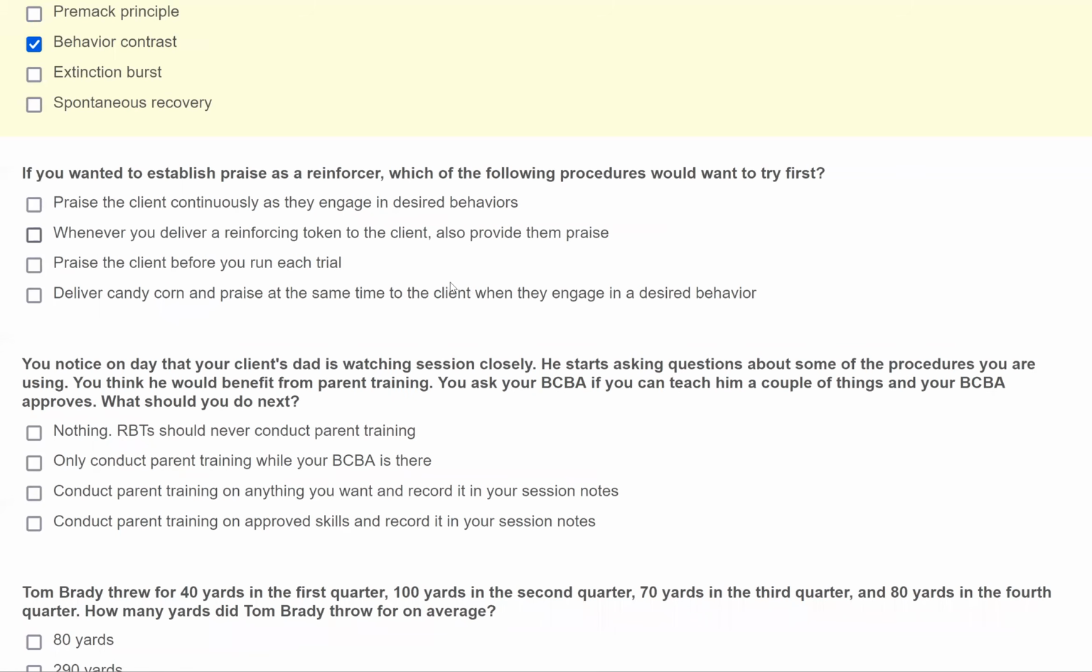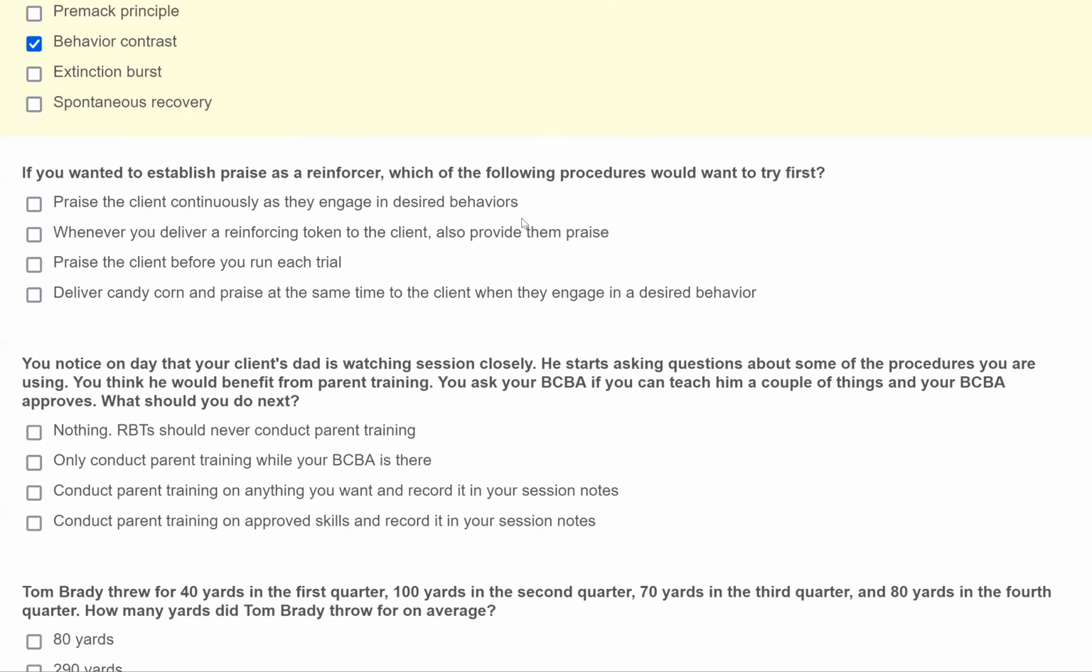If you wanted to establish praise as a reinforcer, which of the following procedures would you want to try first? So you want to establish praise as a reinforcer. How do we establish praise as a reinforcer? Well, we do it through pairing. And through pairing, we can take a conditioned reinforcer or an unconditioned reinforcer and create new reinforcers. So we're looking for a procedure that involves pairing. So A, praise the client continuously as they engage in desired behaviors.